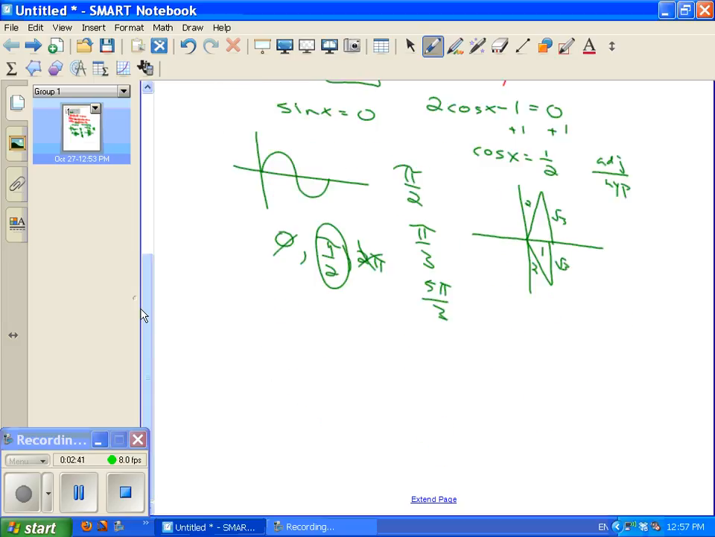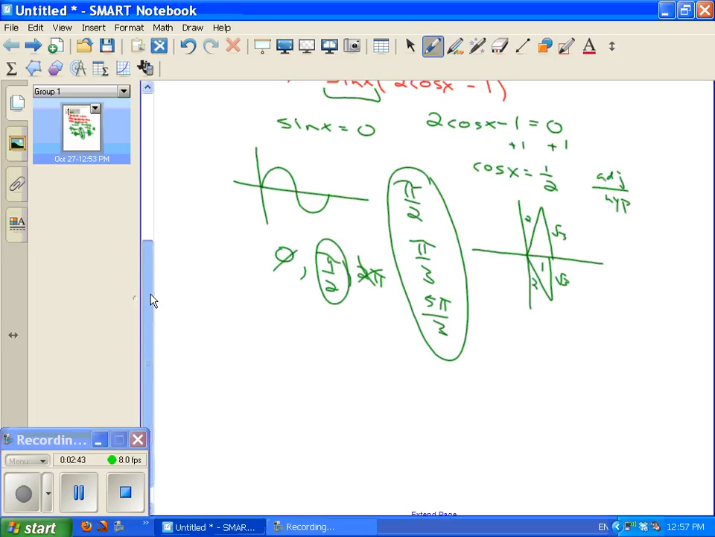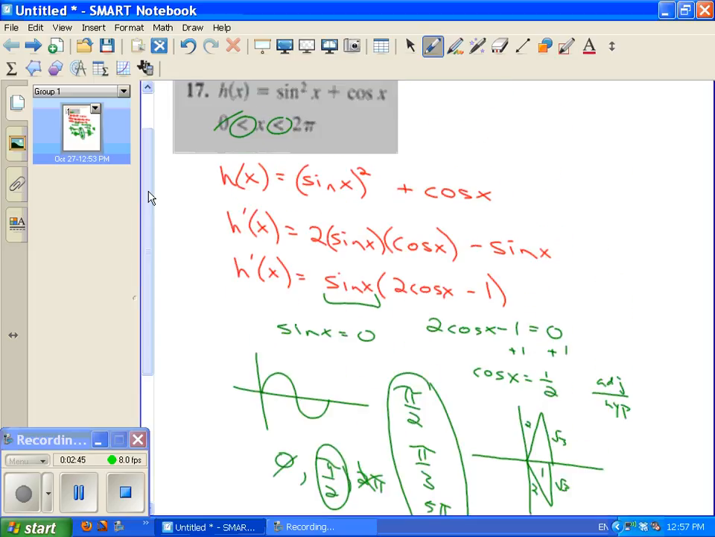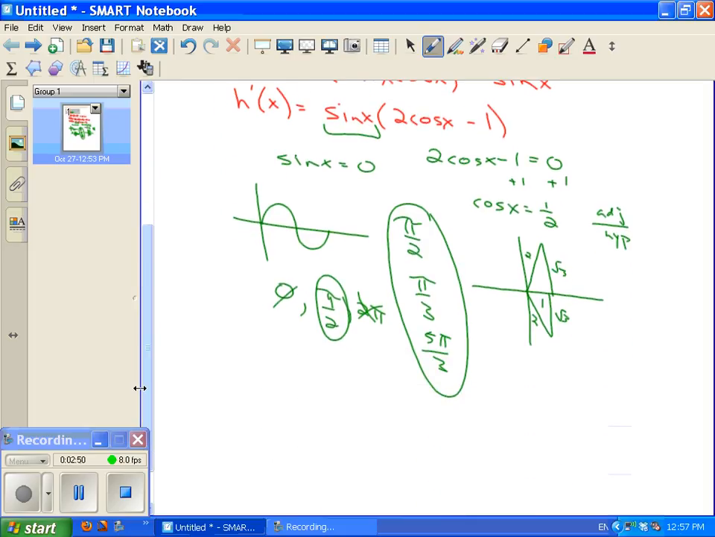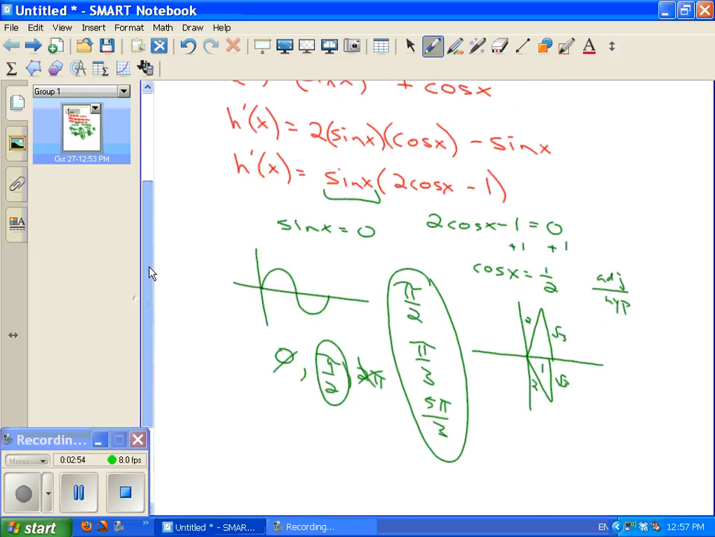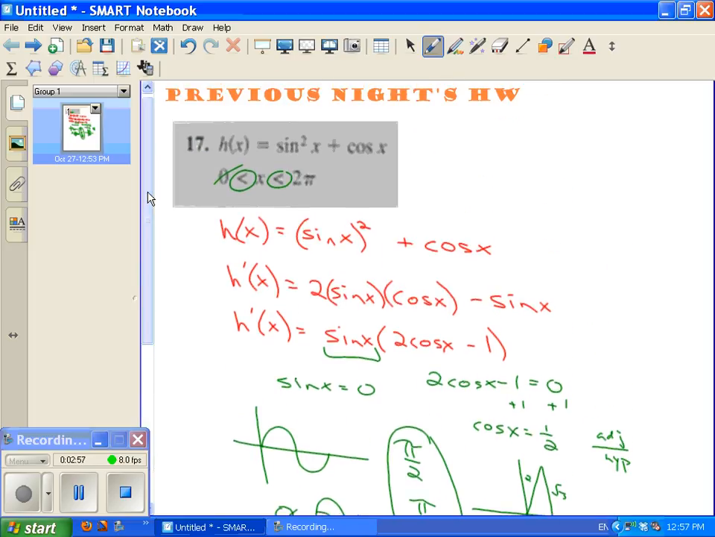Okay, so these are all my critical numbers. Did they want the numbers or the points? They wanted the numbers, so just the x parts. If they wanted the critical points, then I would take those and plug them back into the original and get my y's. Yeah. Okay, any other ones?